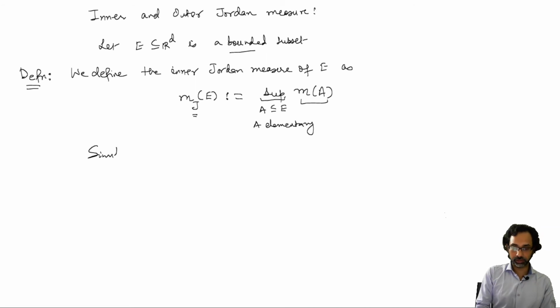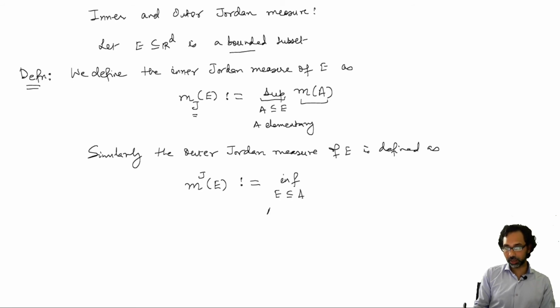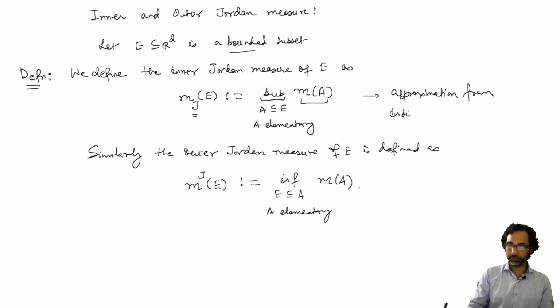Similarly, the outer Jordan measure of E is defined as, now we will denote it as m with a superscript j, and this is defined as the infimum over E subset of A, A elementary, of m of A. So the first one is approximation from inside, and the second one is approximation from outside.